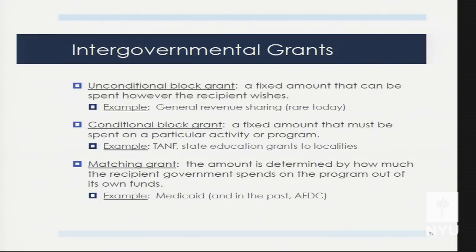So the flavor of an unconditional block grant is something like, hey, Texas, here's $3 billion. No strings attached, just a check, right? That's what an unconditional block grant would be like. A conditional block grant is a fixed amount that must be spent on a particular program or area, right? That would be like, hey, Texas, here's $3 billion to spend on welfare, on cash welfare, right? And that's actually how TANF really works.